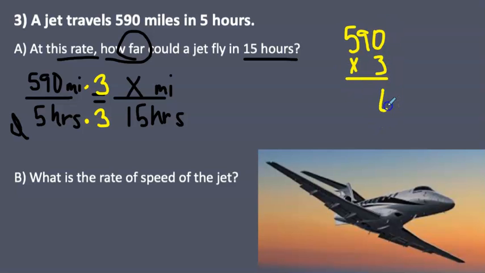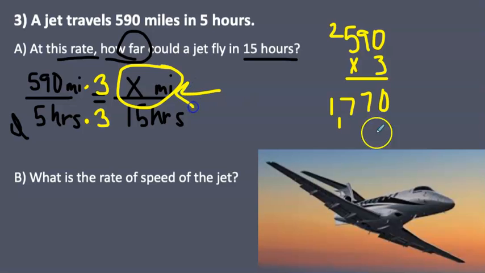So let me multiply by 3 really quick, and we'll see what our answer is. 0 times 3 is 0. 9 times 3 is 27, so I carry the 2. 5 times 3 is 15, plus 2 is 17. So we get 1,770, and I look back at x, and the units are miles, so don't forget your units. I'm going to be grading for units as well, so make sure you include the proper units.